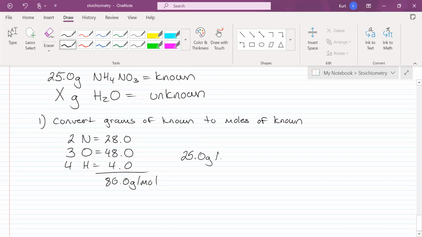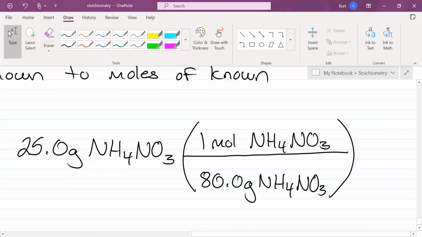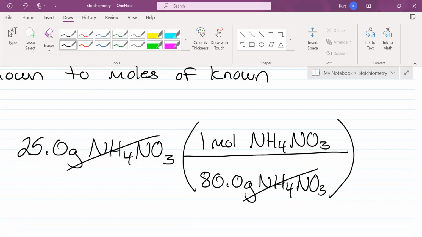25.0 grams of NH4NO3. We put 80 grams on the bottom. We put 1 mole on top. There's my first conversion, everybody. This is the molar mass of ammonium nitrate. And if we stopped right now, your answer would be measured in moles of ammonium nitrate, your known substance. 1 conversion down, 2 to go.